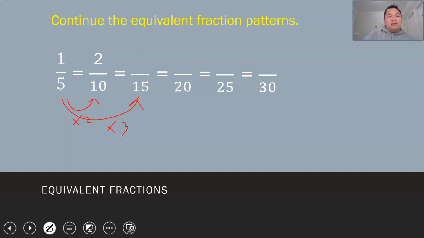Likewise, for the numerator, I have to times 3. That's how I get 3. The next one, I have to times 4. That's how I get 4 on top. Next one again, you have to times 5. Next one, you have to times 6. Is that clear, everyone? That's how I go about getting equivalent fractions.